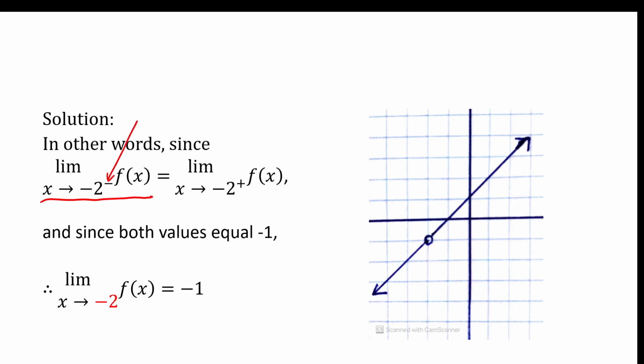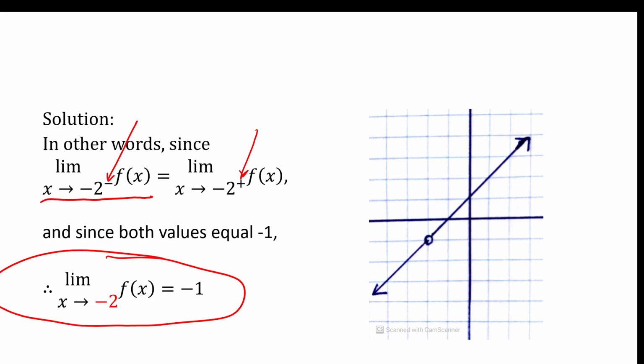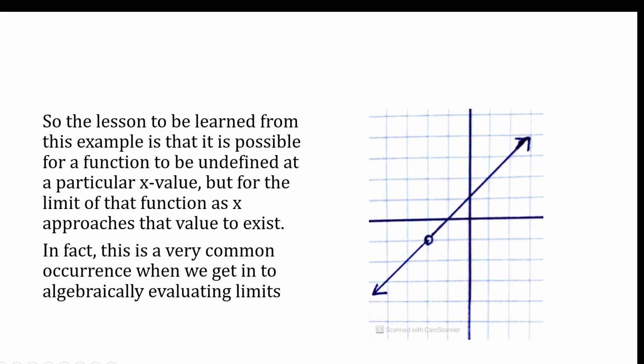and this little negative sign there in the superscript indicates from the left, and this little positive sign in the superscript indicates from the right. And since these two values each equal -1 and they equal each other, since both values equal -1, we can say that the limit as x goes to -2 of f of x equals -1. But when using a graphing approach, we have to consider both from the left and from the right, as shown above on this same slide.